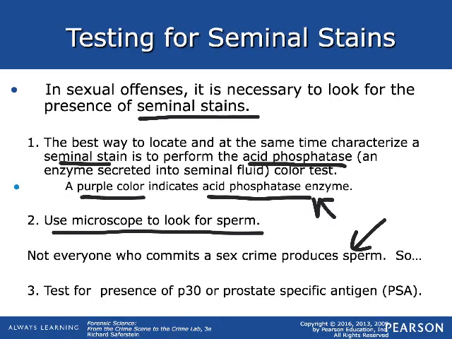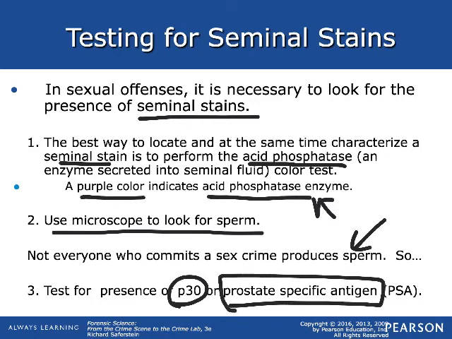And the protein goes by two different names. P30 is one name, or prostate-specific antigen. It started out as prostate-specific antigen, or PSA. But they found it in other tissue besides prostate, so now they try to call it P30. All right, so if you had a positive for the acid phosphatase and a positive for this P30, then you could definitely say, yes, there's semen on it.